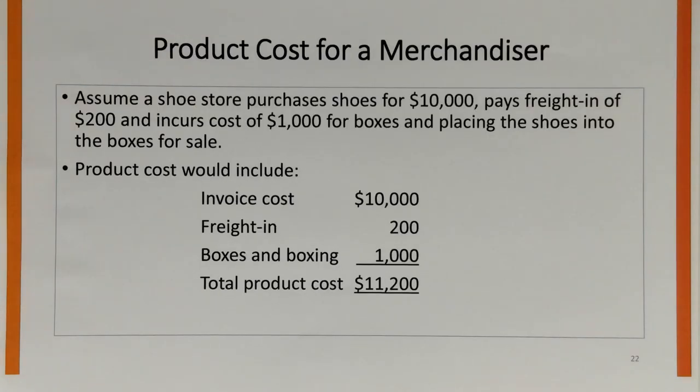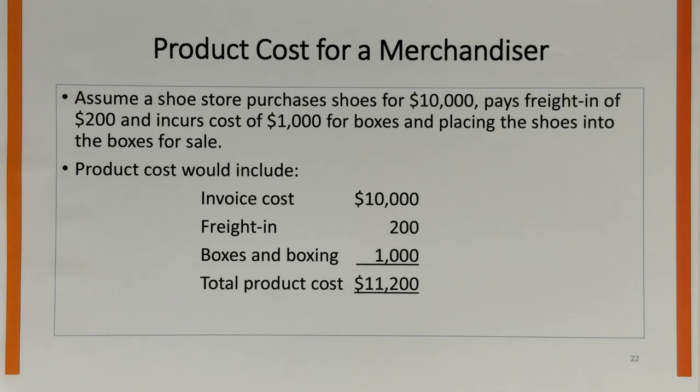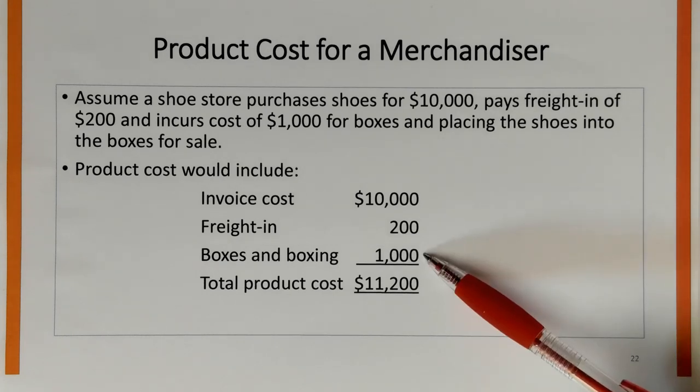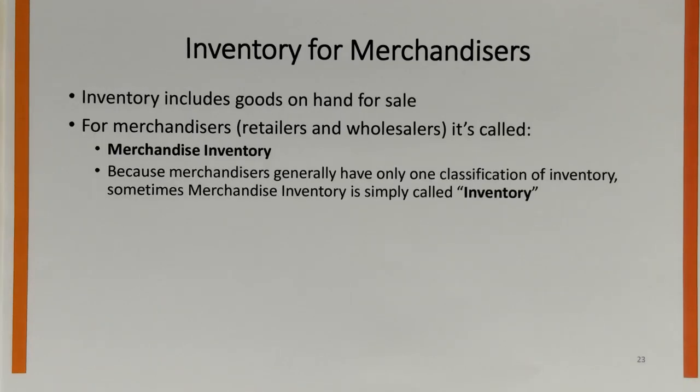So for example, let's say that a shoe store buys $10,000 worth of shoes. The invoice cost is $10,000. That would be included as a product cost. The freight in to bring them into our place of business is $200. That would also be included as a product cost. And then these shoes arrive in little plastic bags, and they're fancy shoes, so we really want to showcase them and make them look good. So we put them in really nice boxes. The cost of the boxes and getting them into the boxes is $1,000. That would be included as a product cost. So the total product cost for the shoes would be $11,200.